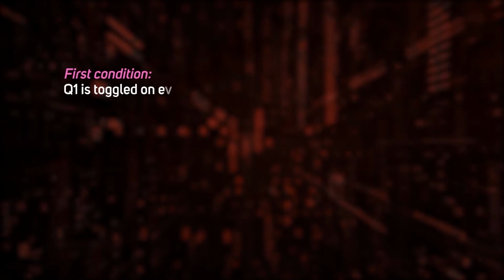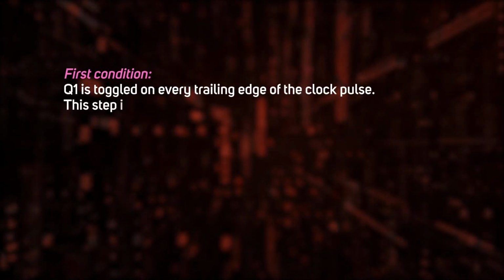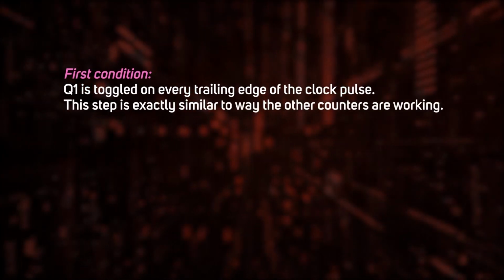According to the logic diagram shown here, we need to have the following conditions satisfied to bring the desirable result. There are 4 conditions to ensure the toggling in the proper manner. They are: the first condition, Q1 is toggled on every trailing edge of the clock pulse. This step is exactly similar to the way the other counters are working.